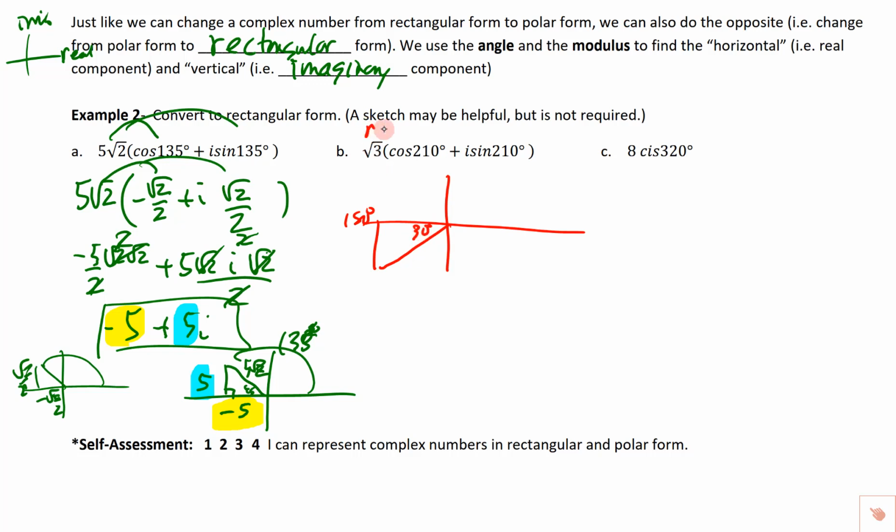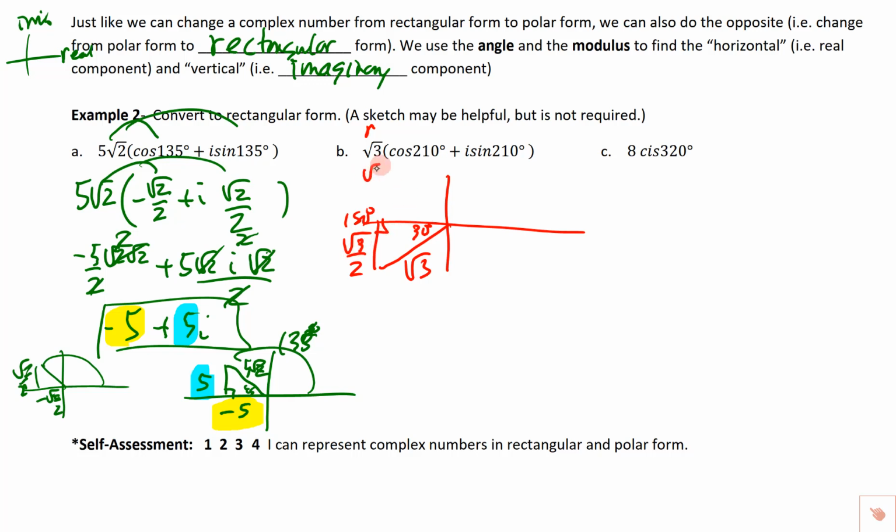This is the radius, remember. This is the modulus, so this is radical 3. If this is a 30-degree angle, this is the short leg. To go from the hypotenuse to the short leg, we're going to divide by 2, so this is going to be radical 3 over 2. And then I'm going to multiply by radical 3 to go to the long leg.